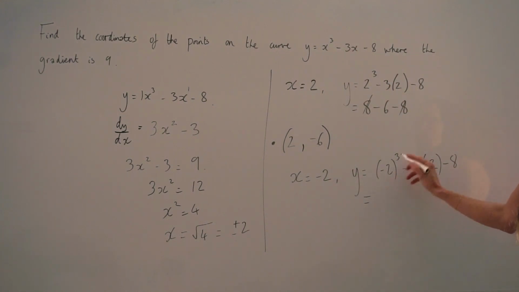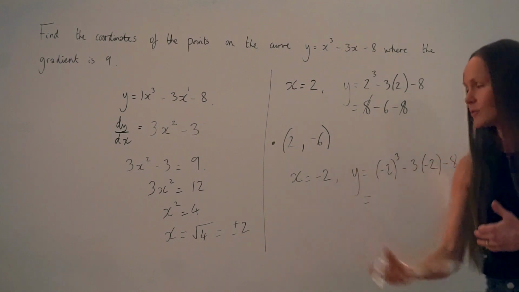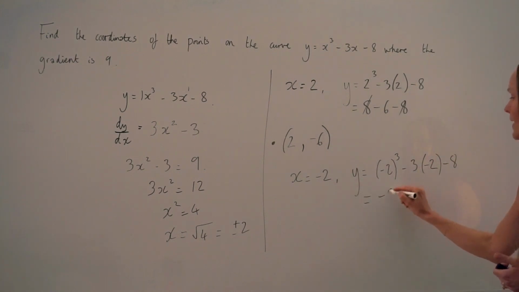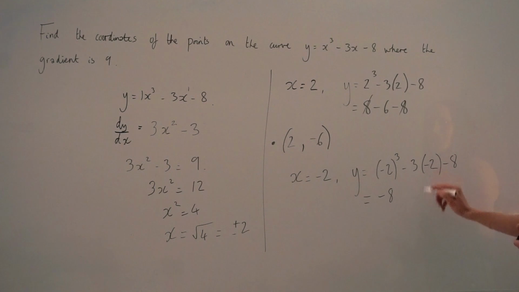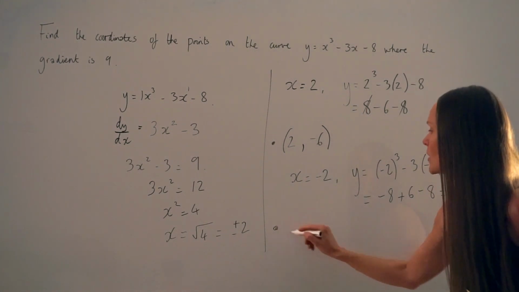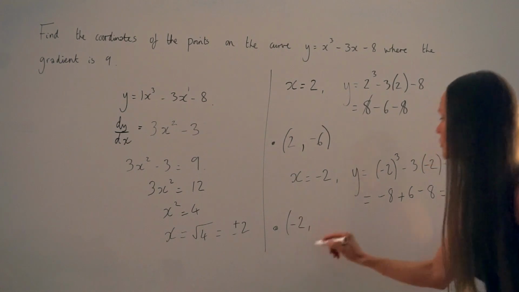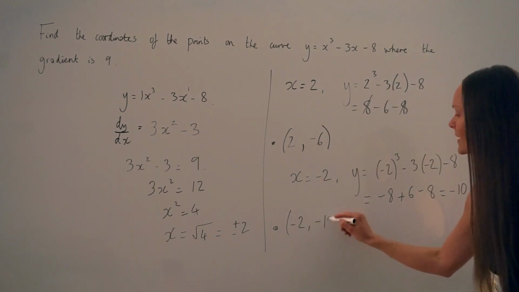So negative 2 cubed is negative 2 times negative 2 times negative 2, which is negative 8. Negative 3 times negative 2 is positive 6, and remember you're subtracting 8. So if we have negative 8 take away 8, we have negative 16, but we're adding 6, so it's going to be negative 10. So there's the second point. When x is equal to negative 2, y is equal to negative 10.